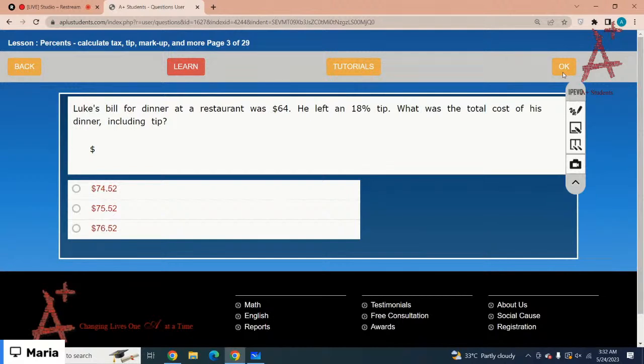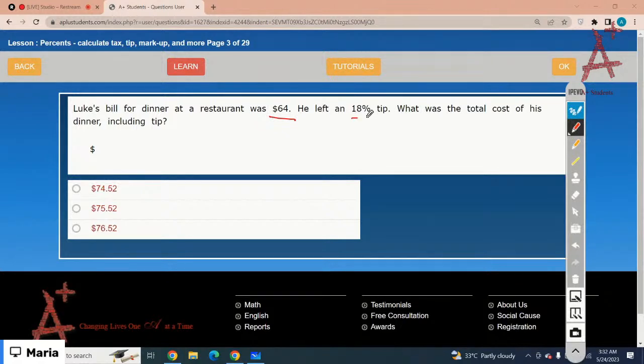Okay, the next one is Luke's bill for dinner at a restaurant is $64. He left an 18% tip. What was the total cost? So that is the bill he has to pay and that is the tip. So he paid 18% of 64. You have to calculate 18% of 64. You have to do 0.18 times 64. 0.18 times 64, that means it would be 11.52.